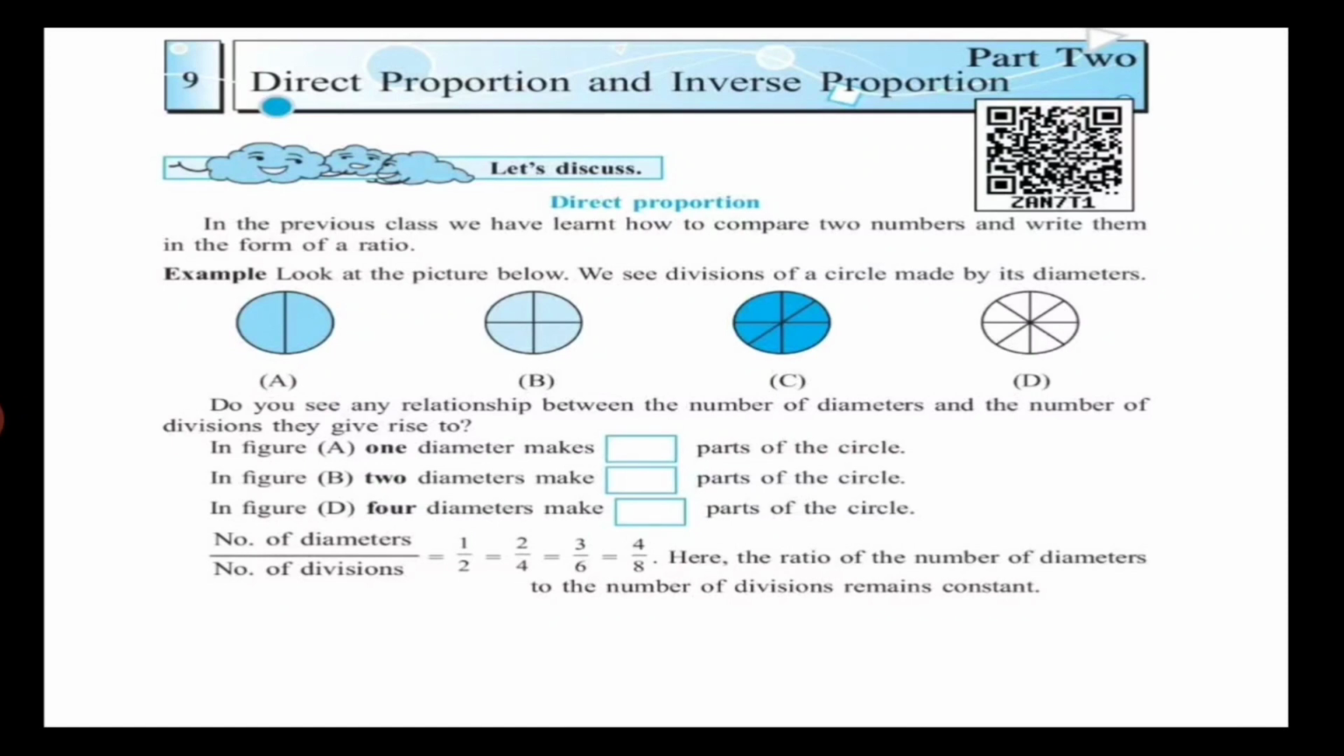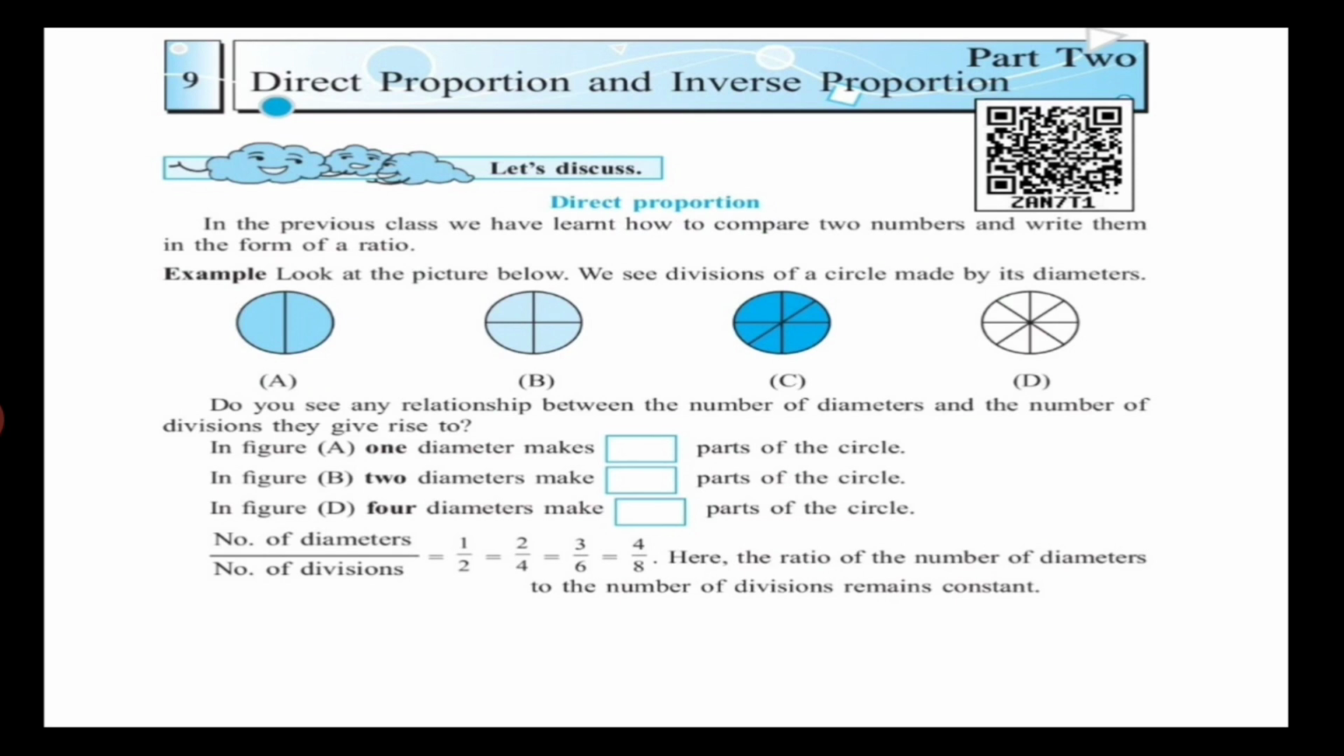In the previous class we have learned how to compare two numbers and write them in the form of ratio. We have seen how to compare them and write the two numbers in the form of ratio. Ratio means division. Ratio means fraction. We have seen this in our 6th standard. Now let us see the example given in the textbook and we will find out the meaning of direct proportion.